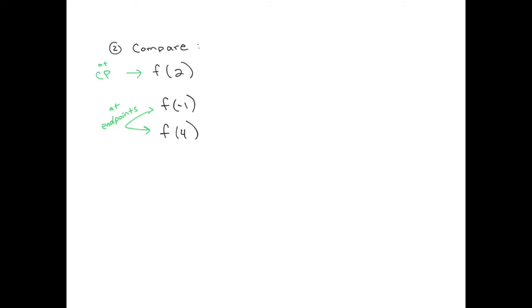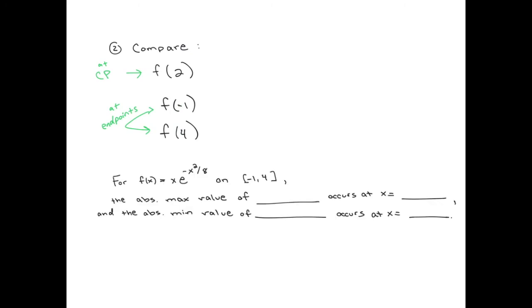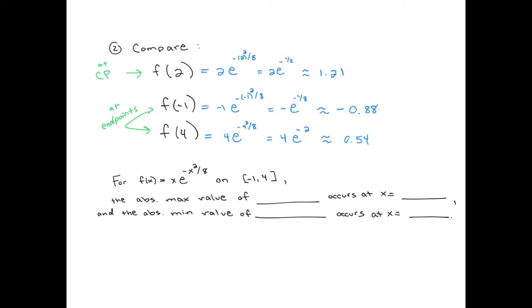Okay, and the final step, as we discussed in the first slides here, we're going to compare what is the height of the function at the critical point, f of 2, and what is the height of the function at the end points, at negative 1 and 4. Now we're going back to the original function, and we're going to record our answer at the bottom here. There we go. We can just plug things into the original function. We can estimate with the calculator here so we can actually see what's biggest and what's smallest, and then we can fill in the blanks here.